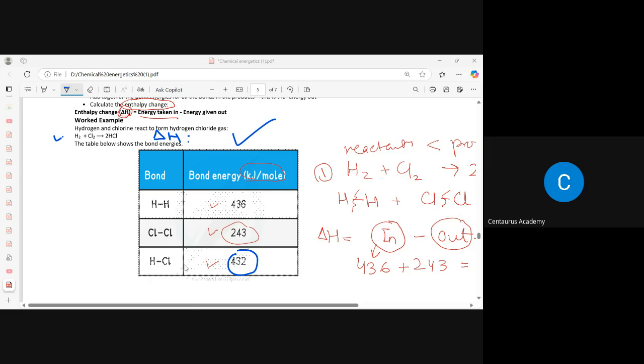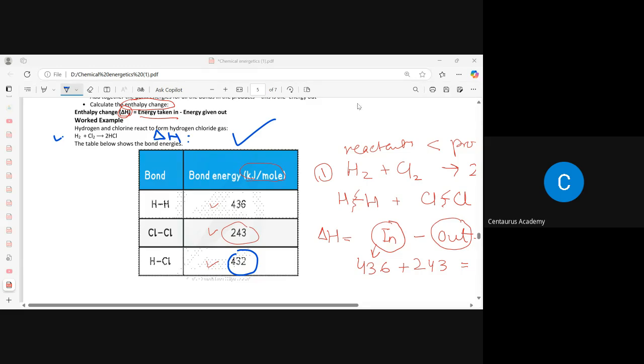Okay, yes. So we were basically talking about the enthalpy change. For instance, if you look into this question here, it says that hydrogen and chlorine both react to form hydrogen chloride gas. The bond energies are given to you, which is the standard, that is kilojoules per mole, can also be asked in joules per mole. You have to look into the context of the question.